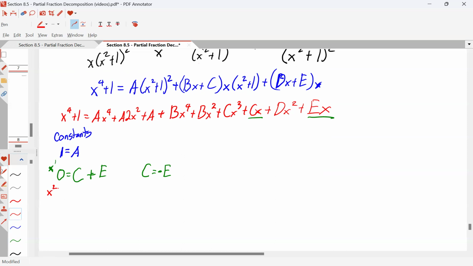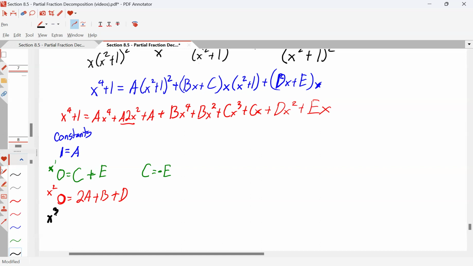Doing the x squareds, again, we don't have an x squared on the left-hand side. And going down the line over here, we have a 2a x squared. We have a b x squared. And we have a d. That is the most complicated equation so far, but we already know a is 1. So b plus d equals negative 2. We can use that equation later if we can find b or d.